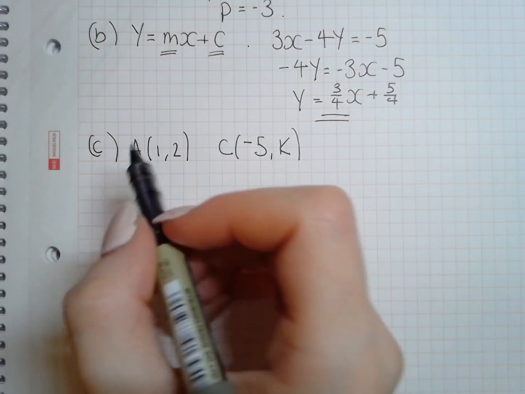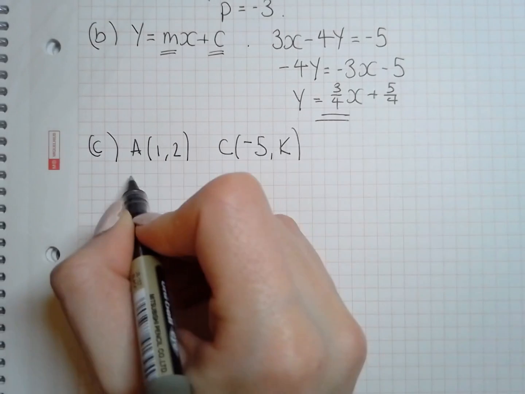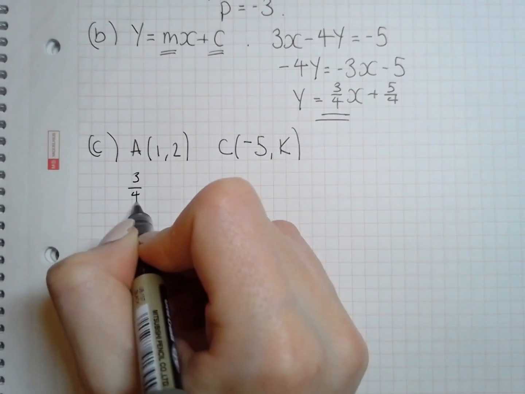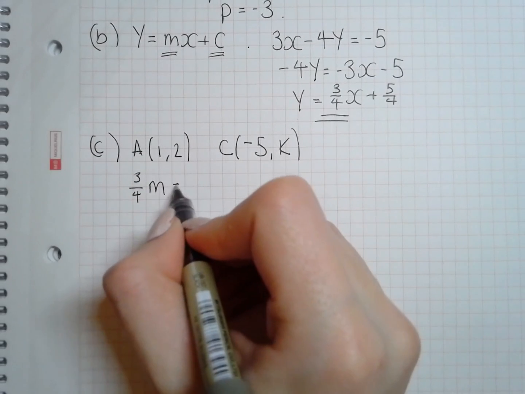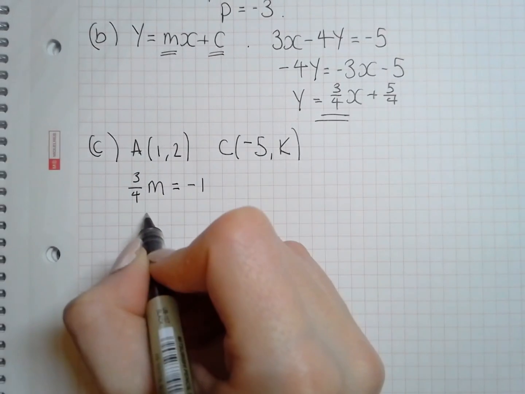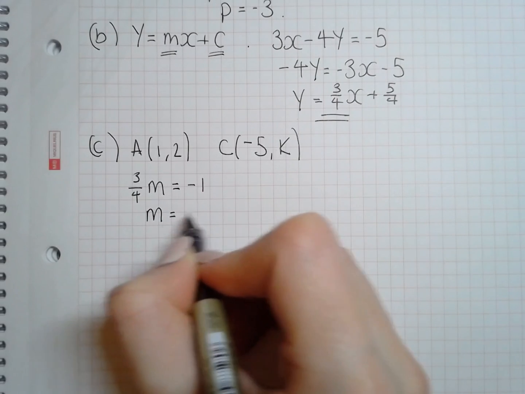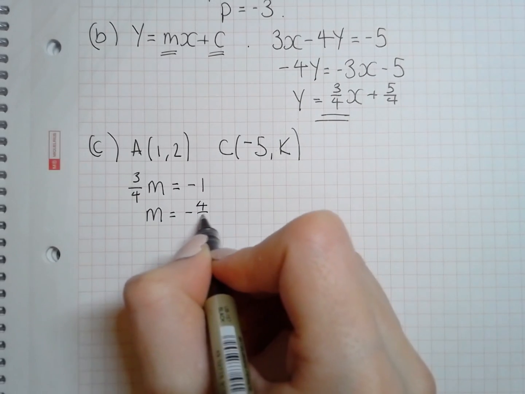So what we're going to do is go, the gradient for AB is 3 over 4. If you times it by the gradient of AC, we'll find minus 1. So the gradient for AC is minus 4 over 3.